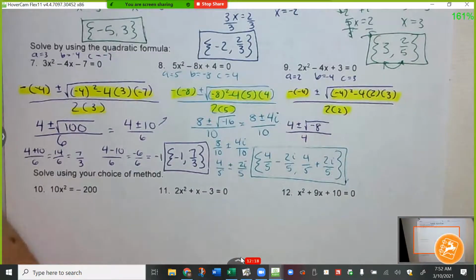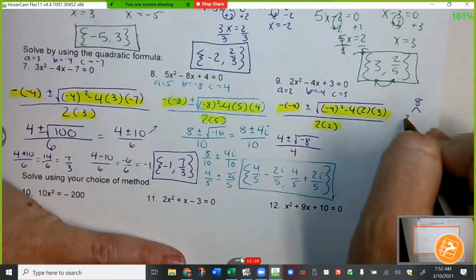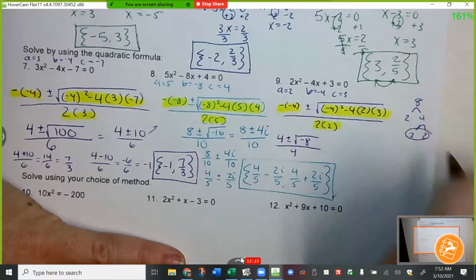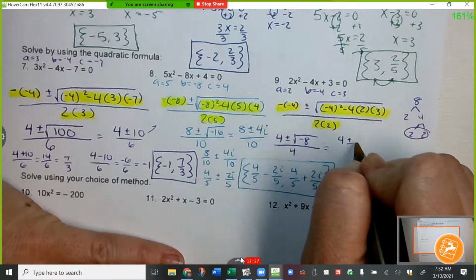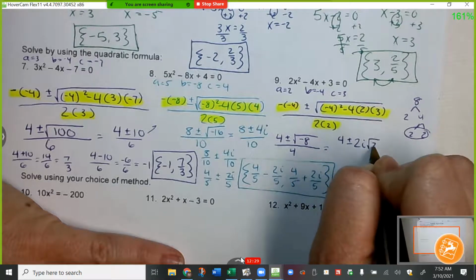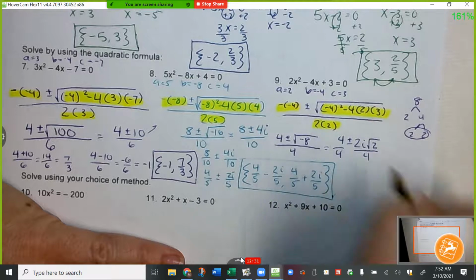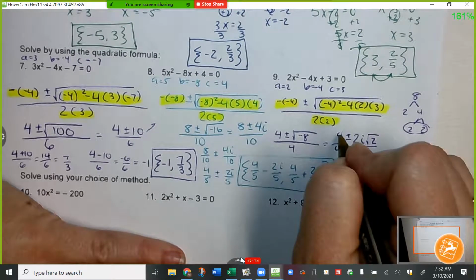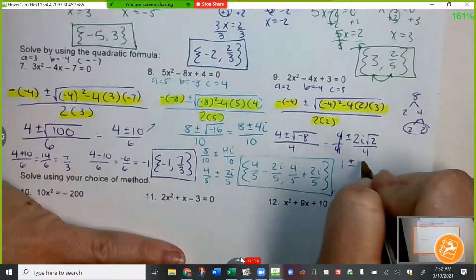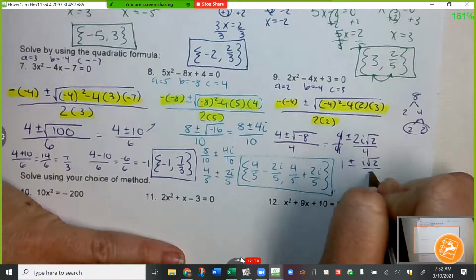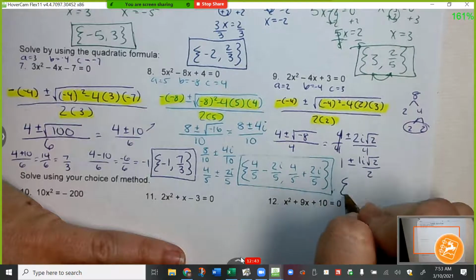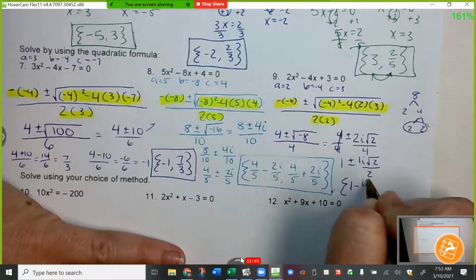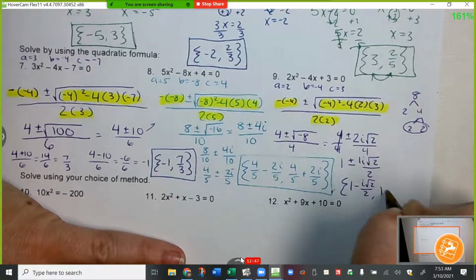Okay, 8 is not a perfect square. 2 and 4, 2 and 2, so it's going to be 2 square root of 2, and it's going to have an i. So 4 plus or minus 2i square root of 2. I'm going to separate because this can simplify. This becomes 1 plus or minus i square root of 2 over 2. 1 minus i square root of 2 over 2. 1 plus i square root of 2 over 2.